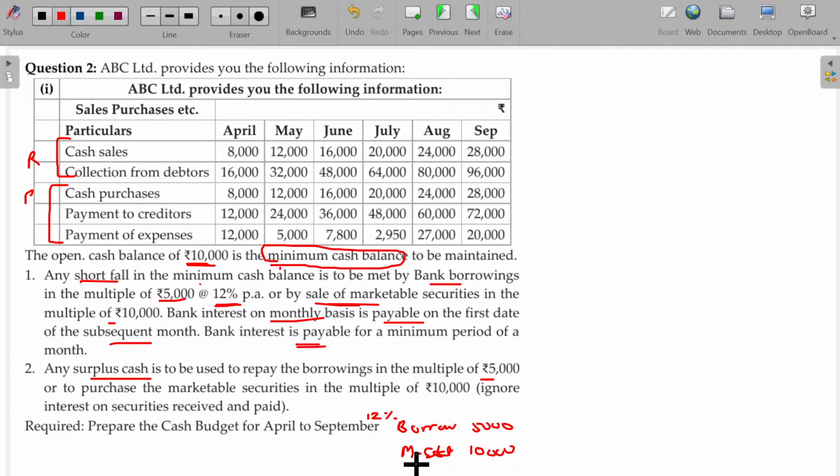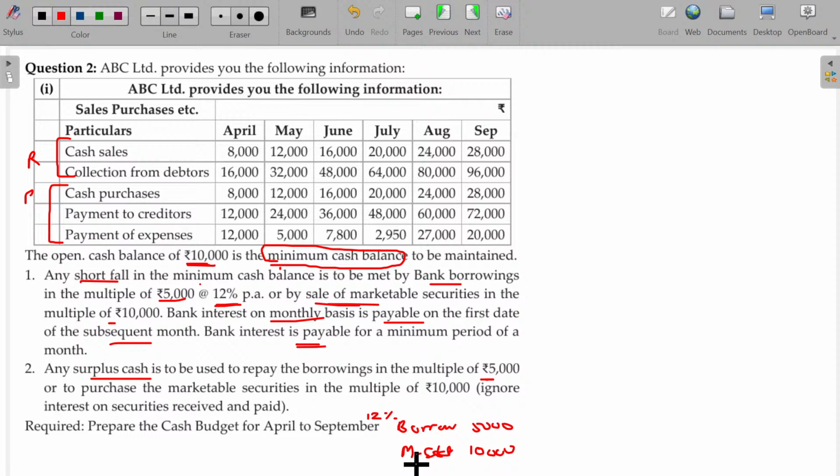See, if there's a shortage, whether you have the marketable securities or not: if you have the marketable securities, you sell them, so you'll get the cash. If you don't have the marketable securities, you can borrow. The lot size of the borrowing is 5,000, and the lot size of the securities is 10,000. In case of borrowing, you have to pay 12% interest per annum, otherwise, 1% interest per month.